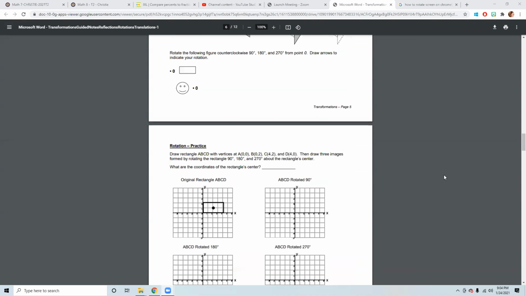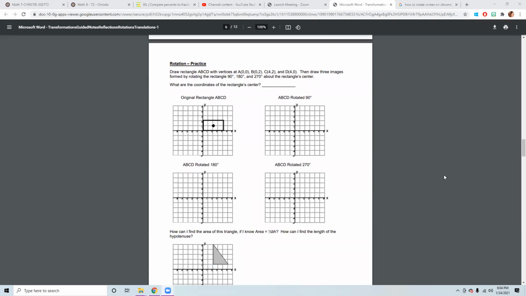All right, so now we have our rotation practice. What I'm going to have you do with this is rotate it. I want you to rotate it around the origin, not the center of the rectangle, because everything you're going to be doing is around the origin. So we already drew rectangle ABCD, and the vertices are at those 4 points that are listed right here.